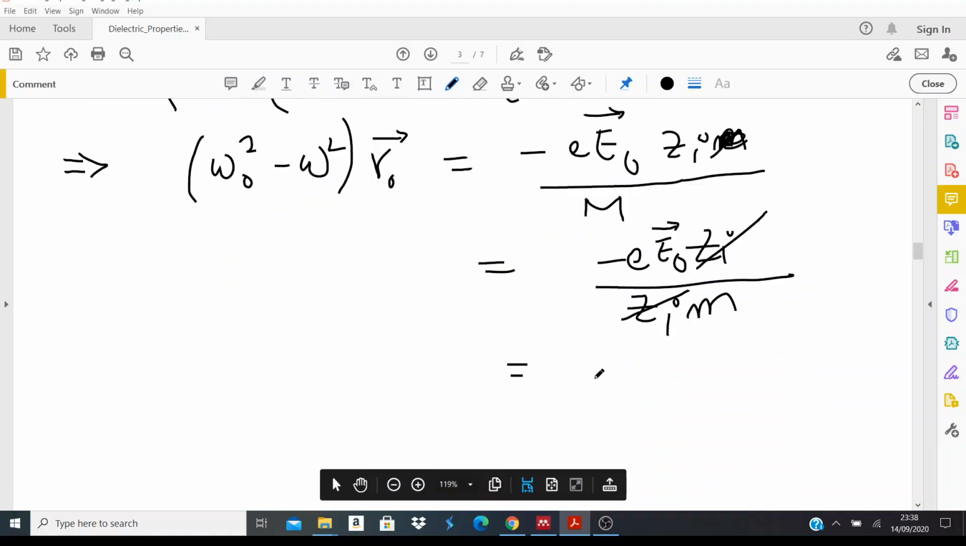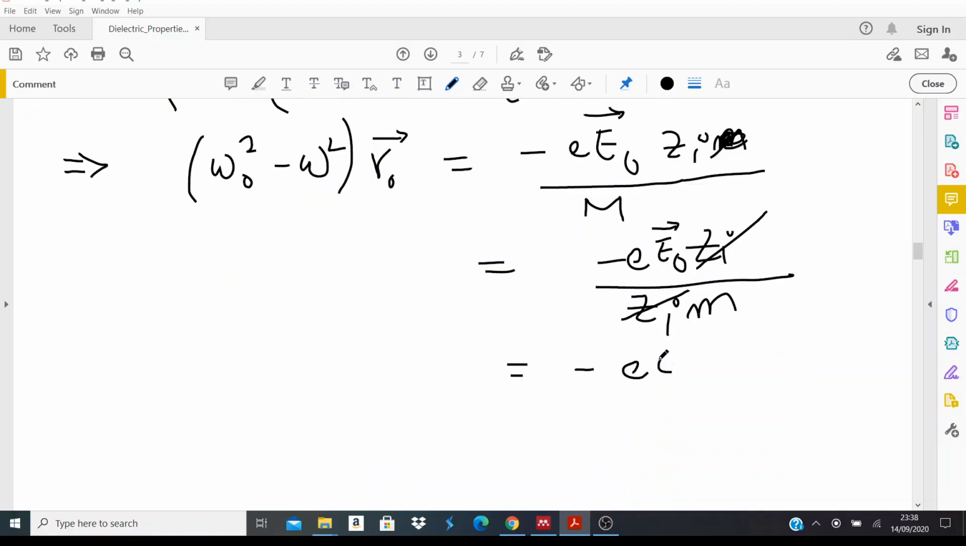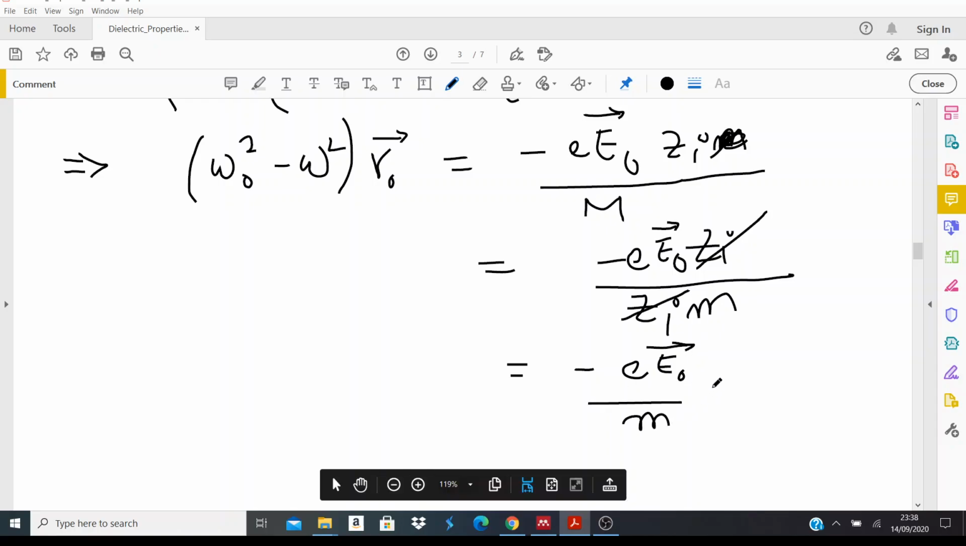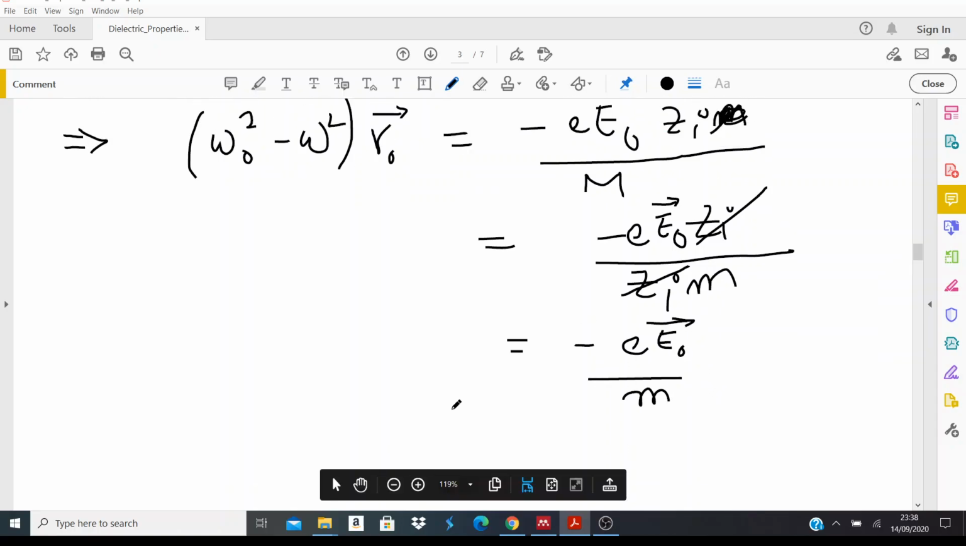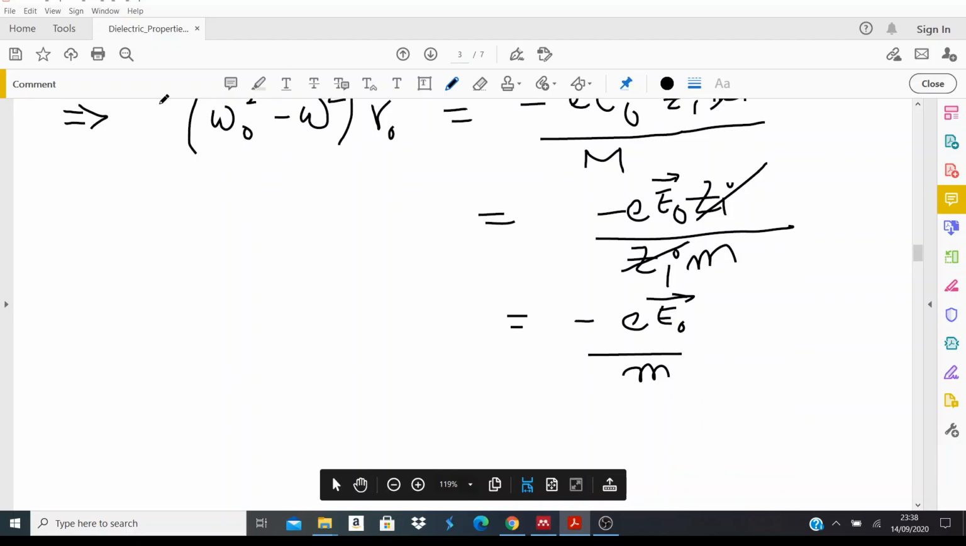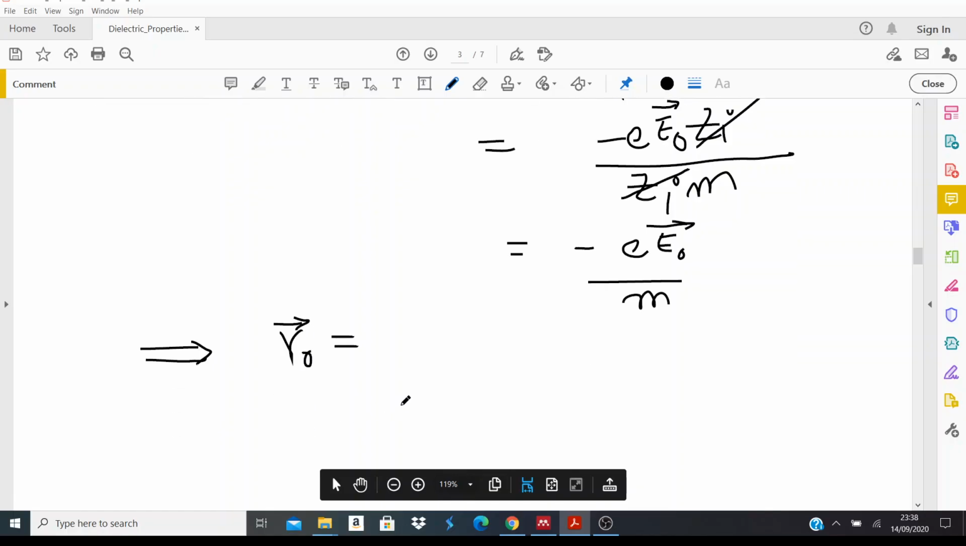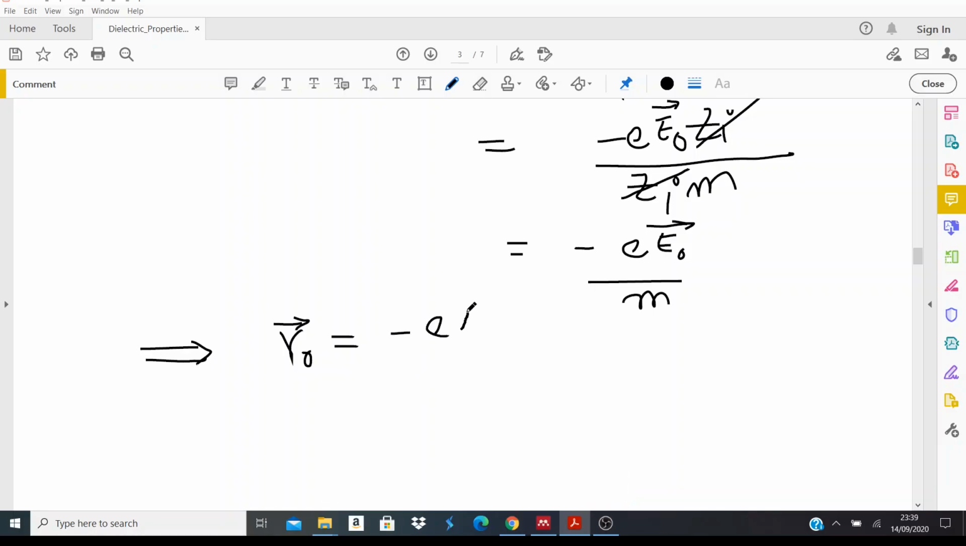So on the right hand side we have qE by m, right? From this, bringing down this factor to the bottom on the right hand side, we have the expression for the displacement from the equilibrium position of the electronic shell. So we have the electric field.